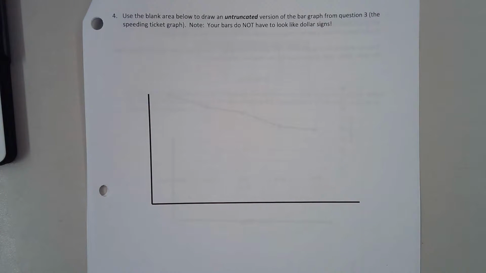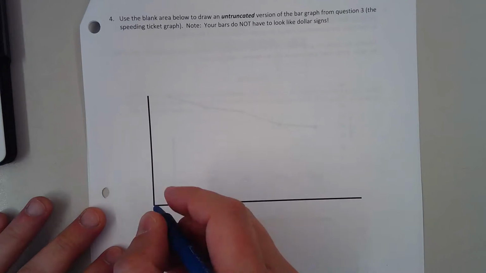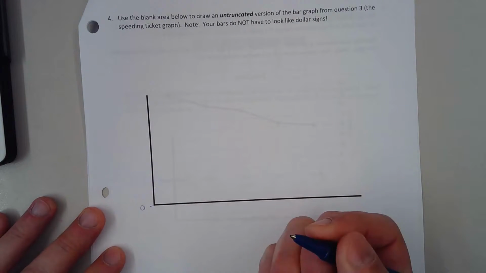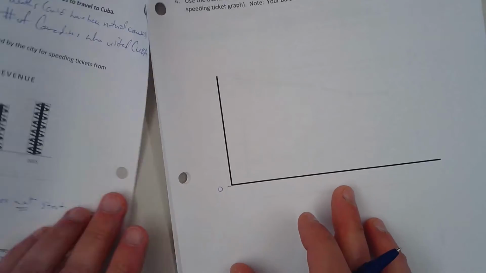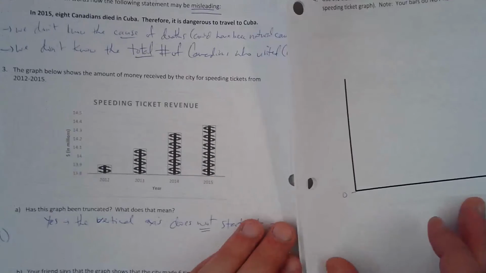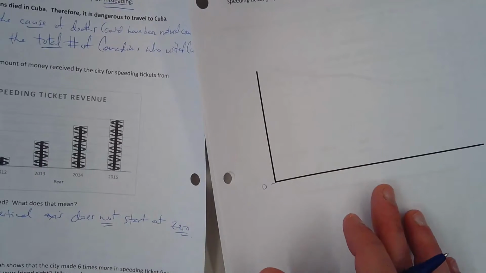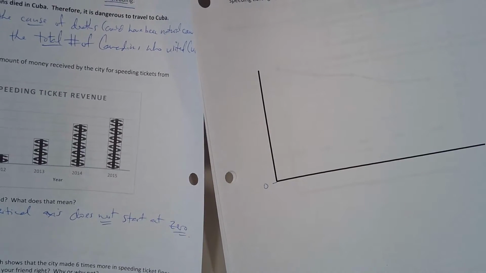Next page. 4. Use the blank area below to draw an untruncated version of a bar graph. So it should look the same, except it should start at 0. I probably wouldn't mind having this beside it so I can see them both. And I should probably use some kind of a straight edge.